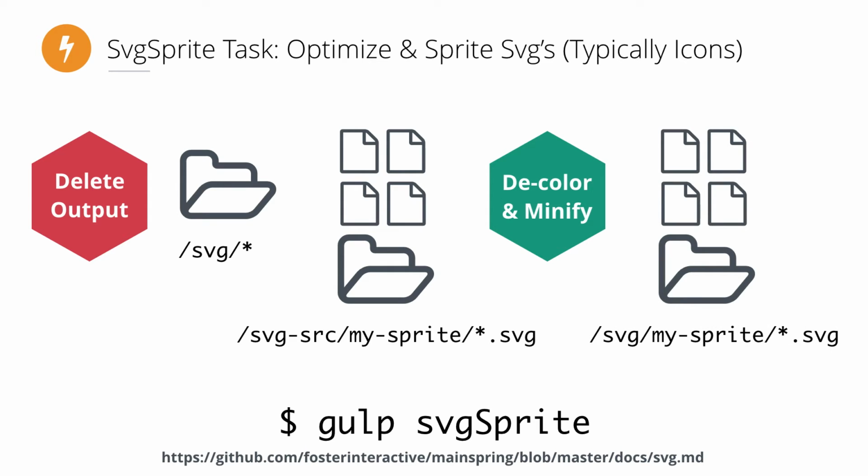It does a process where it minifies the sprites and deletes stroke and fill attributes, which are SVG attributes. The reason it does this is that if you have stroke and fill attributes in your SVG, you cannot manipulate its color in CSS. But if you delete them, then it goes to the default color, and you can start defining the colors in CSS alone. And then it copies from SVG source MySprite, those optimized and decolorized files into the output folder SVG MySprite.